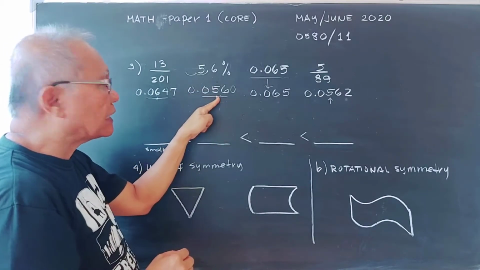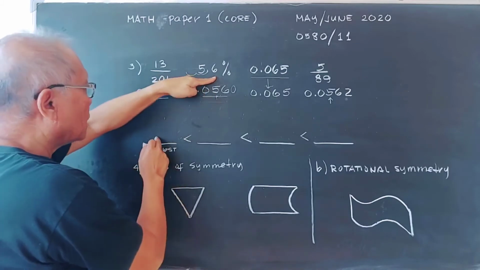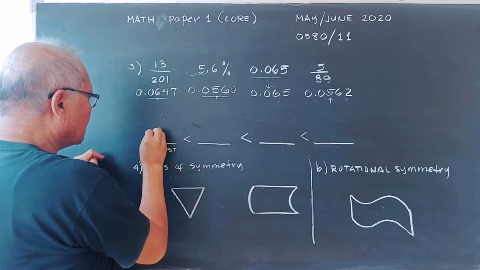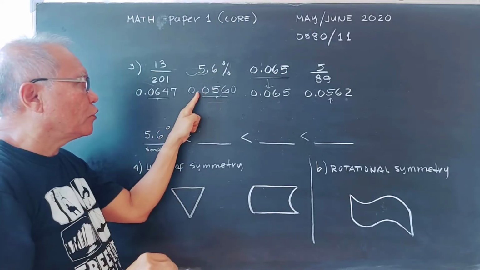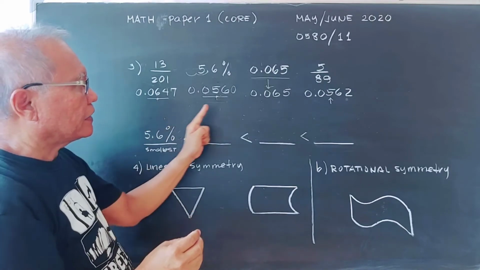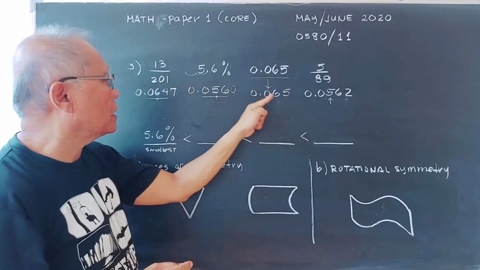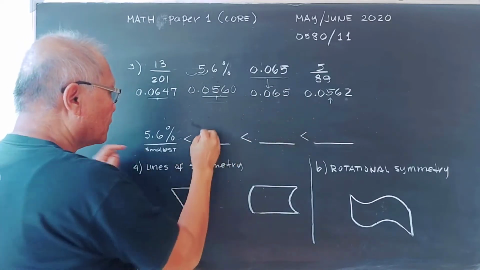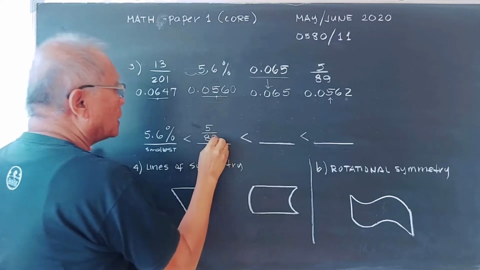So we will write not this one but the original given. So here we will write 5.6% and then the percent. Do not write 0.056 here. Write the original. And then after that one, we know this one is the second because these two are 6. So here we have 5/89 here, and then the 2.